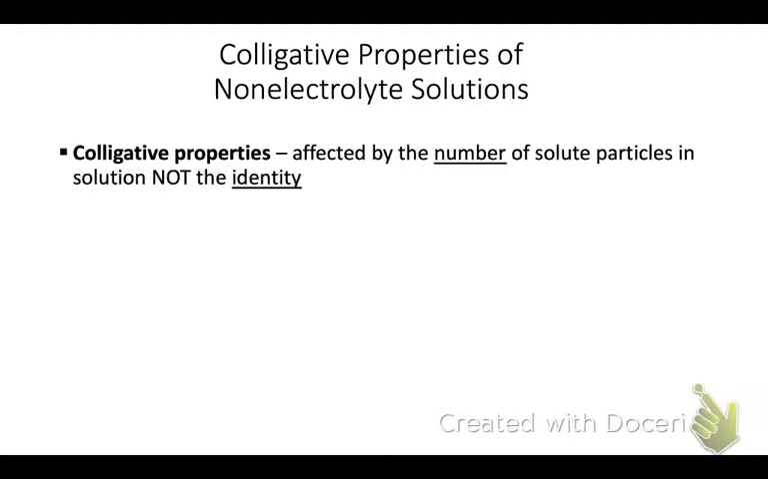Colligative properties, by definition, are affected by the number of solute particles in the solution but not their identity. Those are properties affected by how many particles of solute are there, but we don't care what kind of solute it is, molecular, polar, non-polar, that doesn't matter. What matters is how many of them are there. It works relatively well for dilute solutions, perfectly when we have less than 0.2 molar.